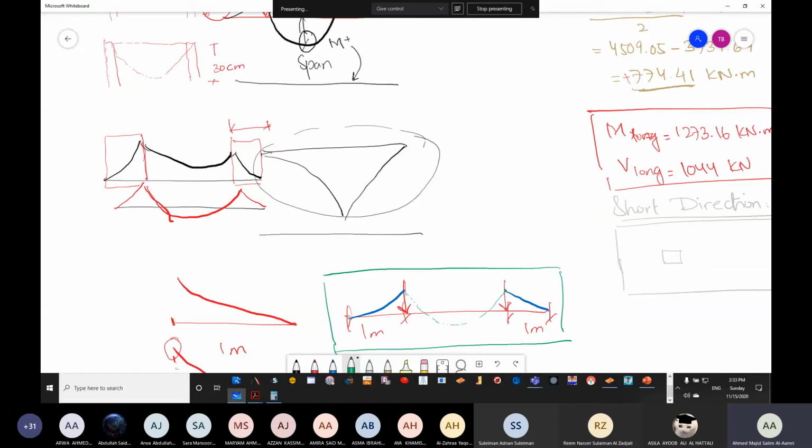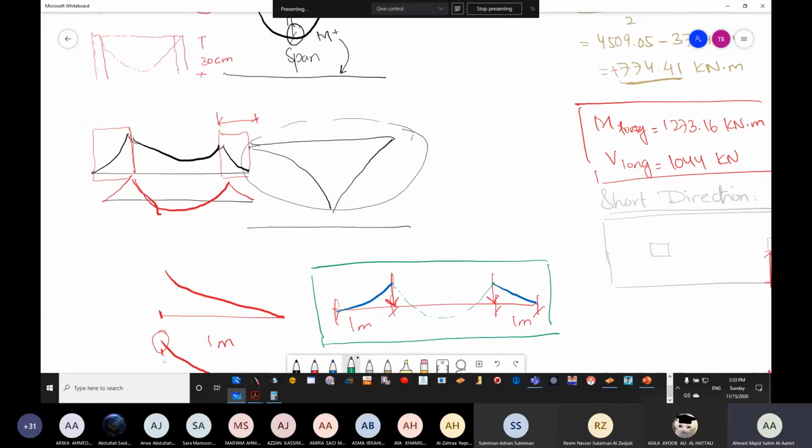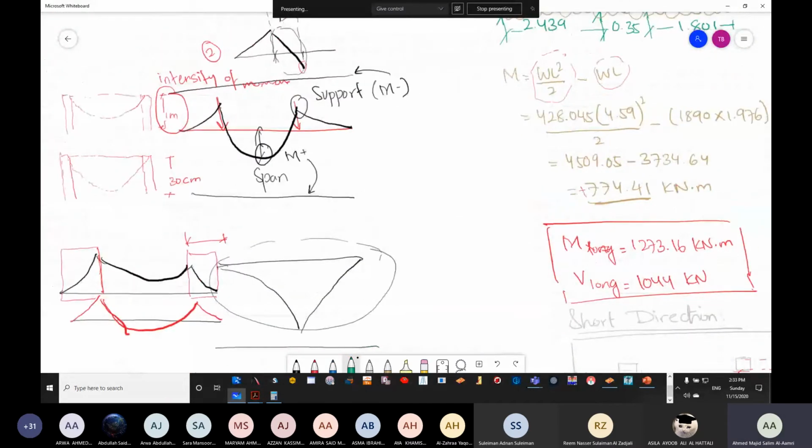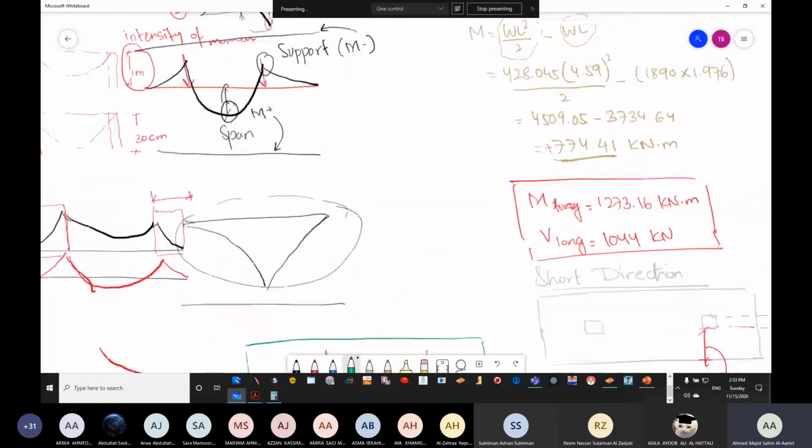Yeah, regarding the reinforcement, you mean? Regarding the reinforcement, or what exactly? Okay. So once again, I hope that I still remember whatever I have said.